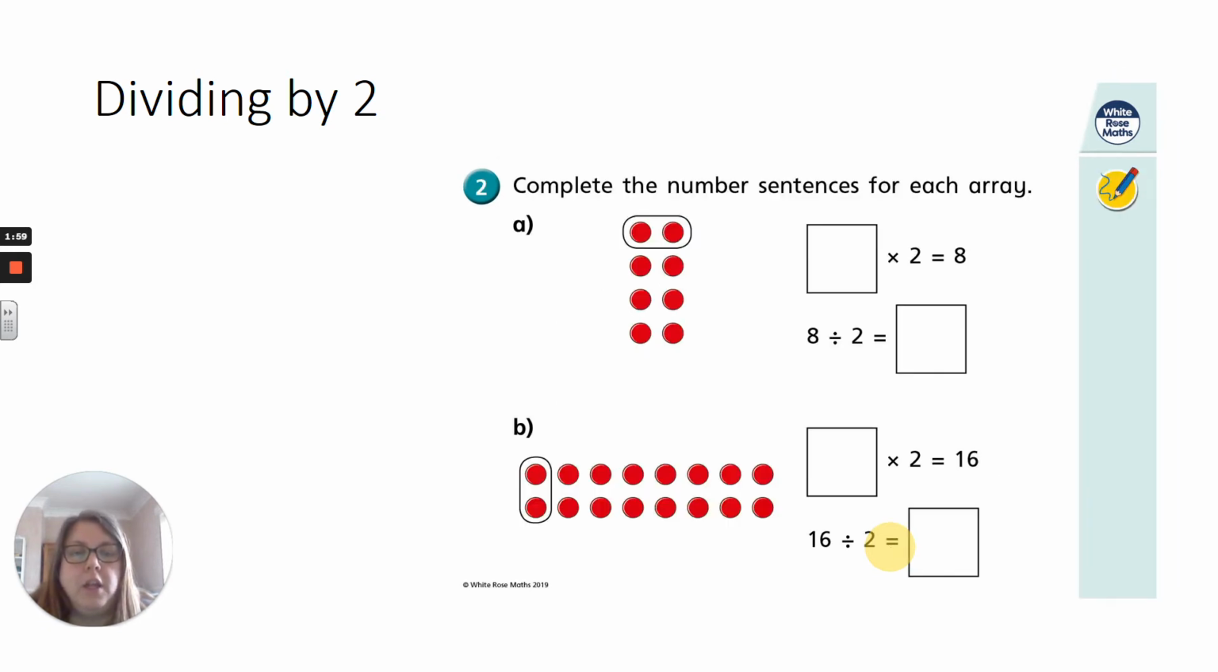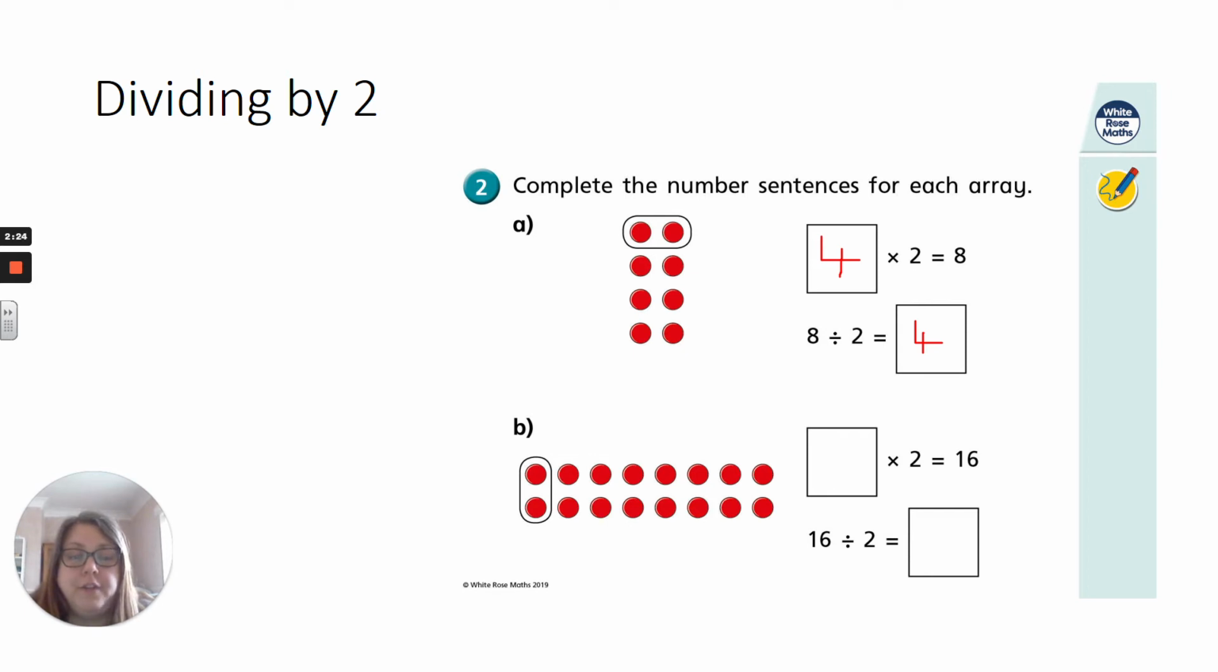Next one then. Complete the number sentences for each array. We're going to group them in 2s again. So what do we times by 2 to get to 8? Yeah, it's 4, isn't it? Because it means we've got 4 groups, and 8 divided by 2 equals 4 again, doesn't it? If you need to draw the counters and circle them, that's absolutely fine as well.